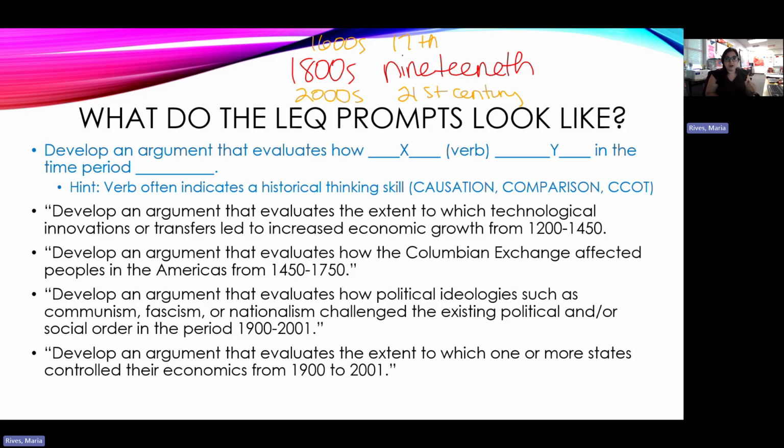Notice that there are verbs in all of these sentences, and the verbs are meant to indicate one of the historical thinking skills. So the historical thinking skills are the C skills: causation, comparison, continuity and change over time. This prompt, technological innovations or transfers led to economic growth. This is implying a causation essay. So your arguments would be effects of technological innovations or transfers. Ideally, you'd focus your essay around causation. The second one, Columbian Exchange affecting people in the Americas. That's also causation. Effect implies cause and effect.